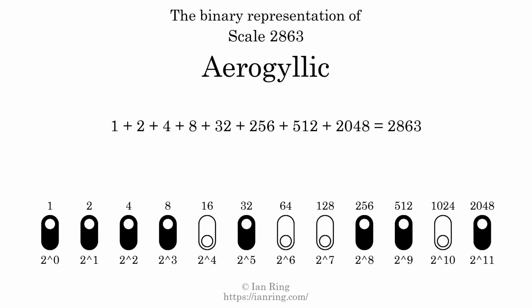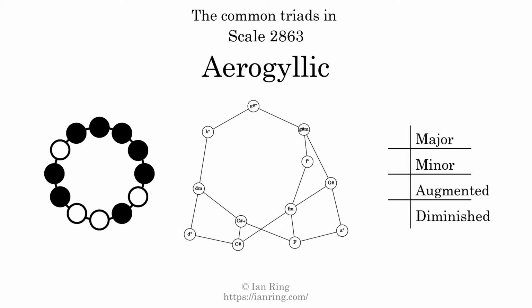2863. The scale number not only enumerates the scale with a unique index, but it also literally describes the tonal content of the scale. Represented as a binary number in base 2, the scale number is 101100101111. Here are the common triads present in this scale.